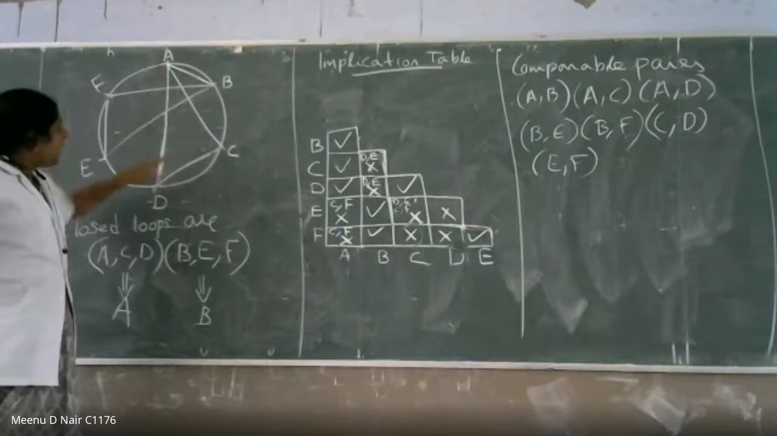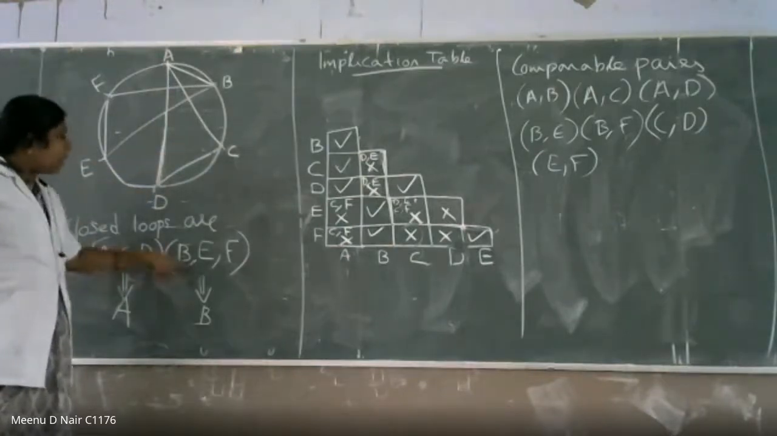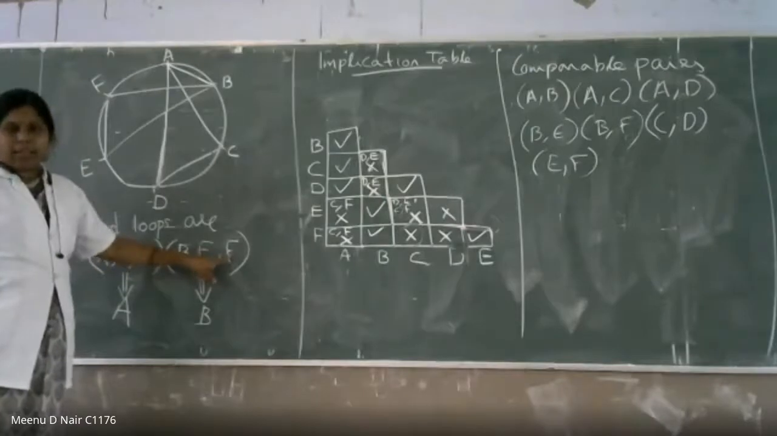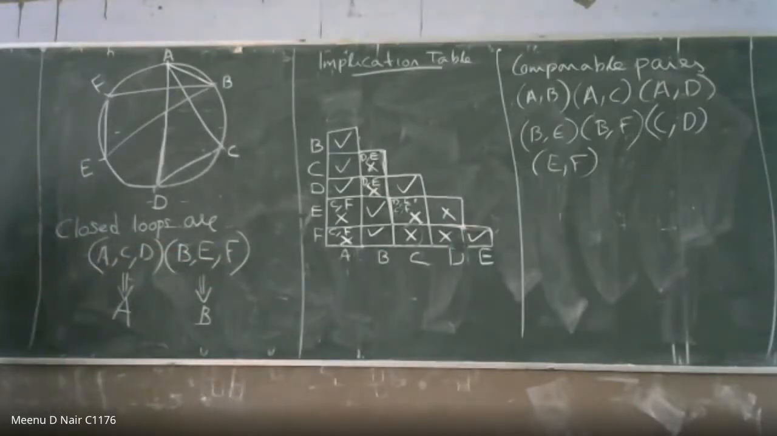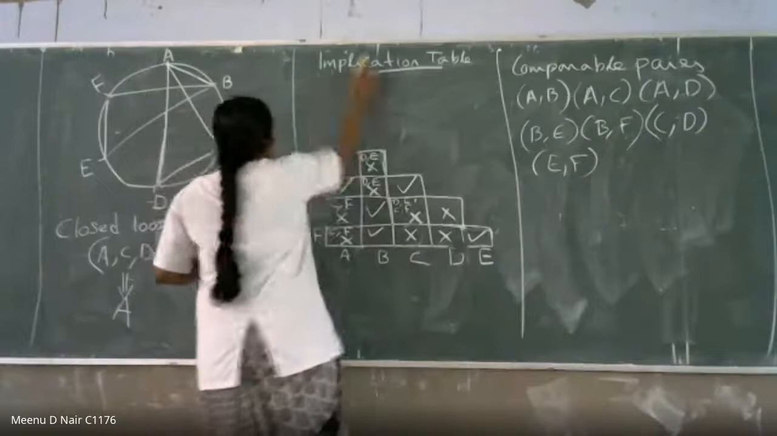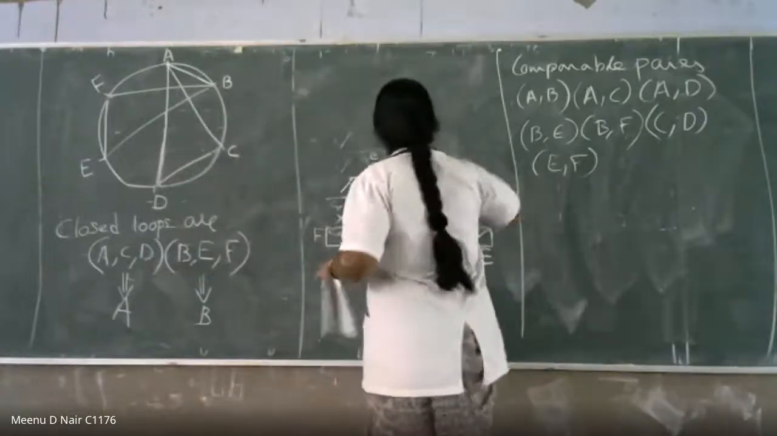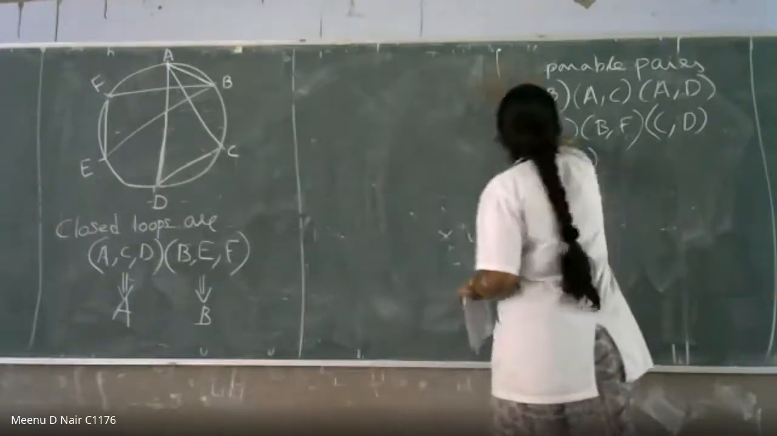So A, C, D have the same value, so you are replacing it as A. B, E, F have the same value, and you are replacing the same with B. So what you are going to do is split the primitive flow table into two.